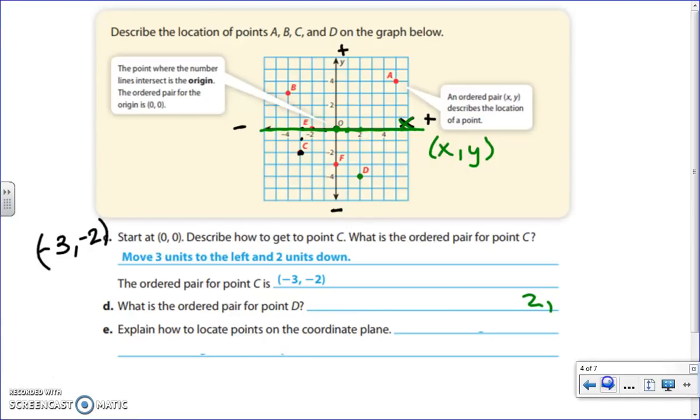And then we need to figure out how far up or down we're going. In this case, we're going down towards the negative, so 1, 2, 3, 4. Down 4 units. So 2, negative 4 would be my ordered pair.